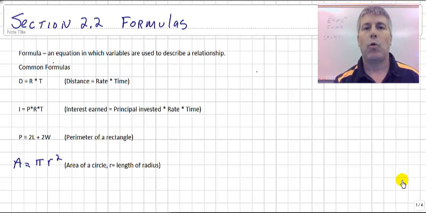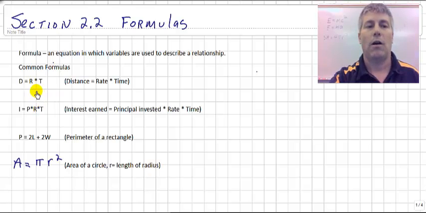Welcome back. In a portion of section 2.2, we are going to be working with some common formulas. Now, a formula is simply a mathematical model. A formula is an equation in which variables are used to describe a relationship. So, some examples of some common formulas are things like distance equals rate times time, something that you've used pretty consistently in your math career.